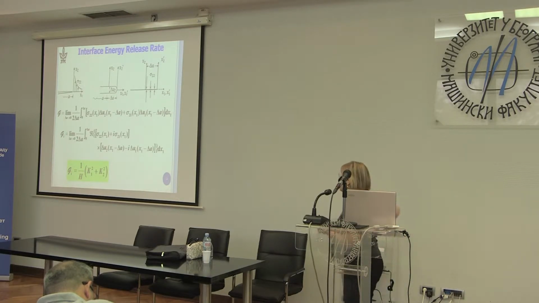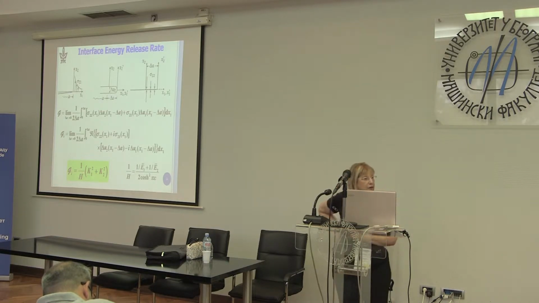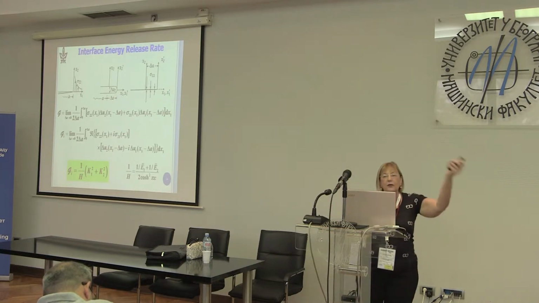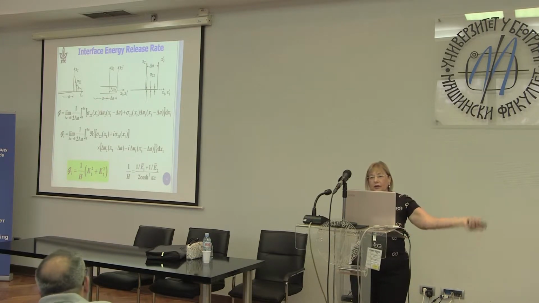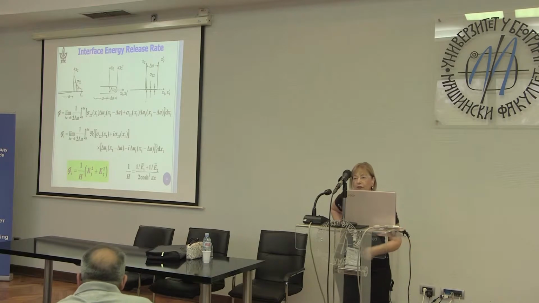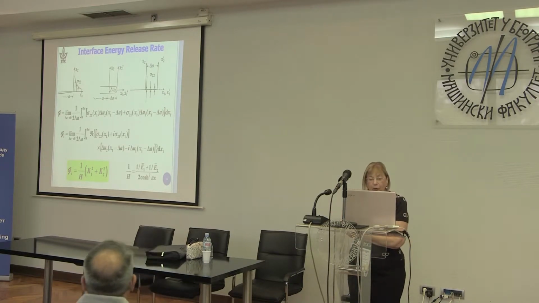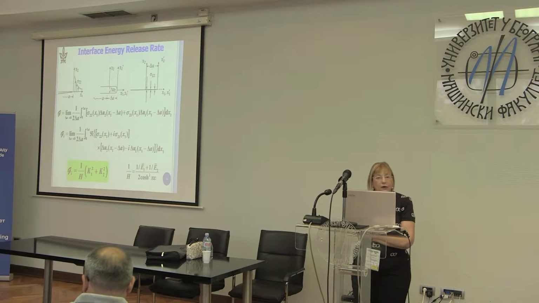And if you work a bit, you can show that G^I is just the sum of the squares of the stress intensity factors, where H is related to the mechanical properties, E1 bar and E2 bar, and epsilon. Epsilon is also related to the mechanical properties. So you can think of this as a Young's modulus type quantity. And so you have the interface energy release rate related to the stress intensity factors. And you can then go on to show that J, the J integral, is equal to the interface energy release rate. Okay. They're both equal to the sum of the squares of K1 and K2.